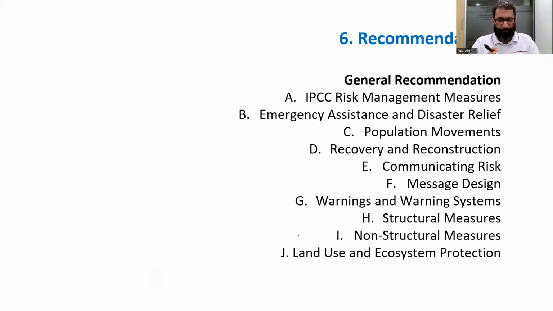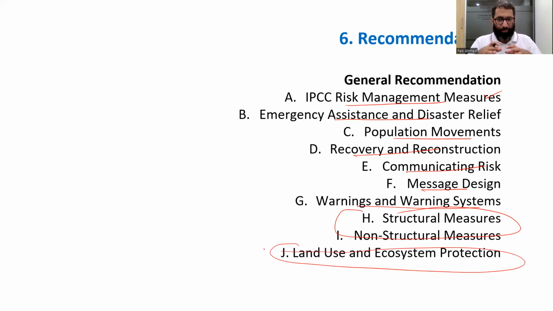The recommendations we have divided into two aspects. One is the generic one, which we can see in most of the districts and regions, which includes the IPCC risk management measures that are stipulated, emergency assistance and disaster relief, population movement in case of floods, how we do recovery and reconstruction, and communicating risk: when do we communicate, what is the specific protocol that is followed now, and how it can be improved. Also on the warning systems, and specifically on what structural and non-structural measures can be adopted. We have also discussed how land use and ecosystem protection can be further enhanced in the region so that it can act as a flood mitigation measure.